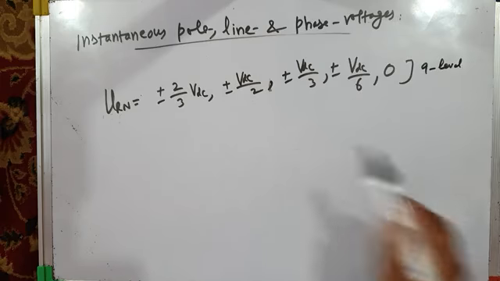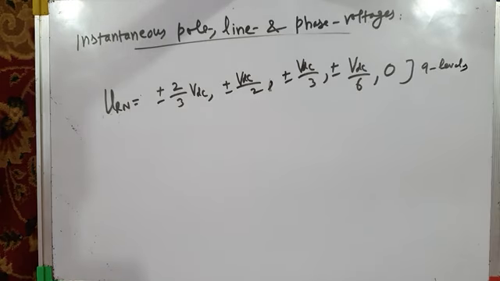If you simulate this 3-level inverter, you'll find that pole voltages will have only 3 levels. That's why it's called a 3-level voltage source inverter, whereas line voltages will have 5 levels and phase or line to neutral voltages will have 9 levels, right?